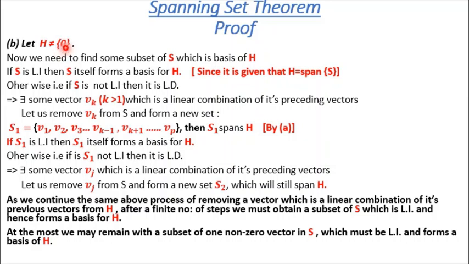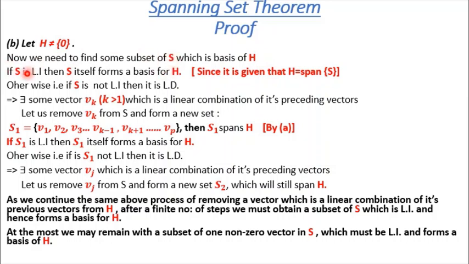H has some more vectors other than the 0 vector. That is what we mean by any set which is not just a set containing the 0 vector. So H has some other non-zero vectors also. Now we need to find some subset of S which is a basis for H.